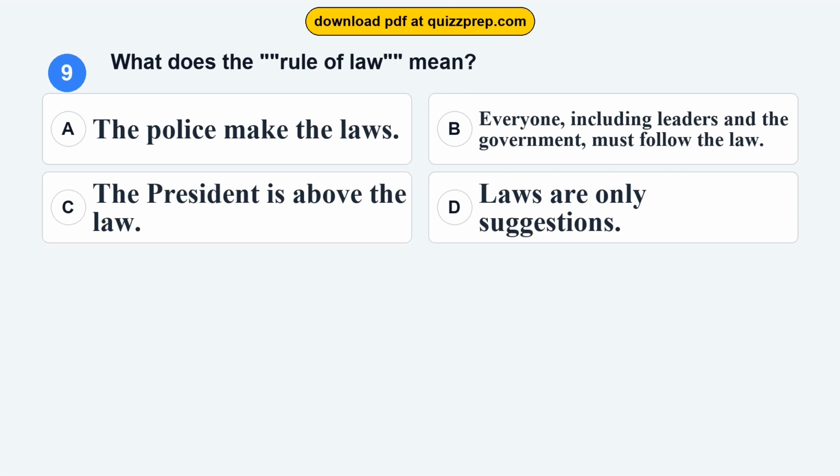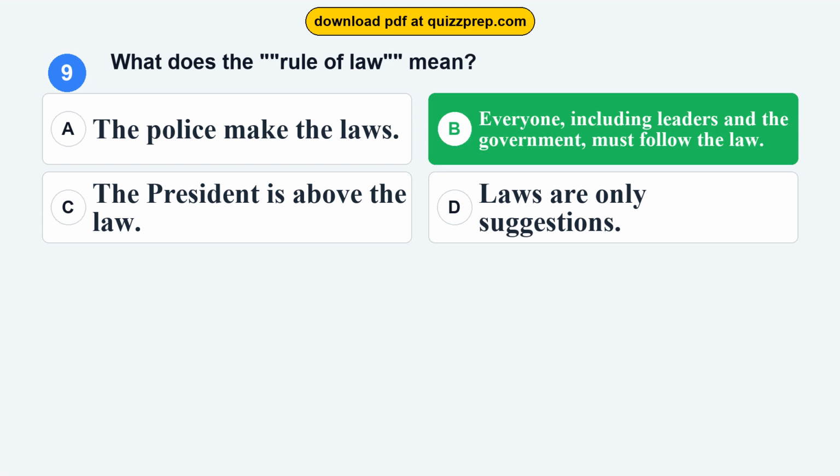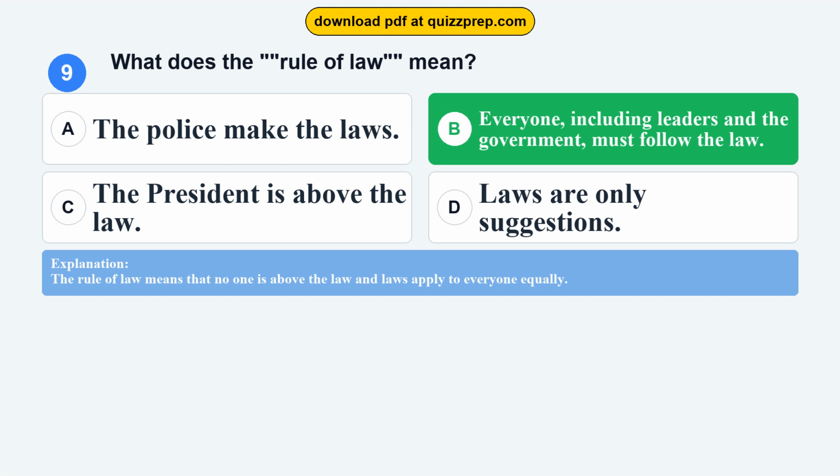Question 9. What does the rule of law mean? Option A, the police make the laws. Option B, everyone, including leaders and the government, must follow the law. Option C, the president is above the law. Option D, laws are only suggestions. The correct answer is option B. Everyone, including leaders and the government, must follow the law. The rule of law means that no one is above the law and laws apply to everyone equally.